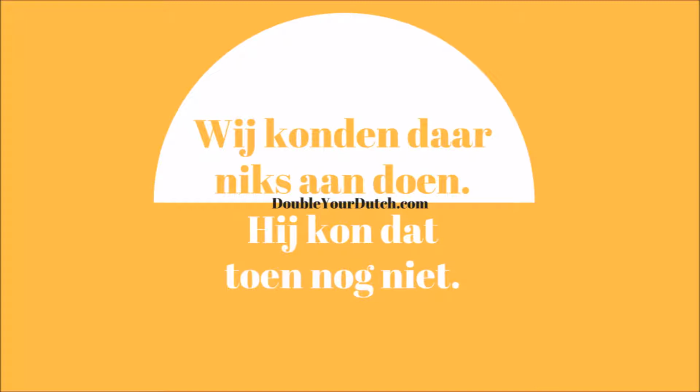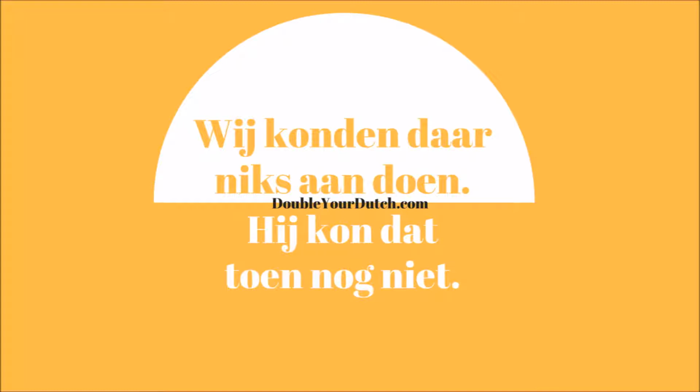Niks is nothing. Aandoen, to do anything about. To do about, basically. Aandoen is to do about. So we could not do anything about that. Of course, in English you say, we couldn't do anything. But here you actually say, we couldn't do nothing about that. We could do nothing about this. Or about that. That's essentially what you say. So you don't say, we couldn't do anything.